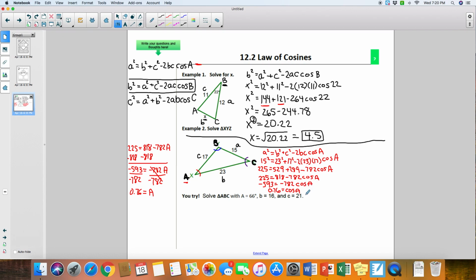Now I have to solve for A. You solve for A by performing the inverse. So I would do cosine inverse, which is cosine to the negative 1 of 0.76, into my calculator. And I would get 40.68, which I would round to 40.7 degrees. So angle A would be 40.7 degrees.